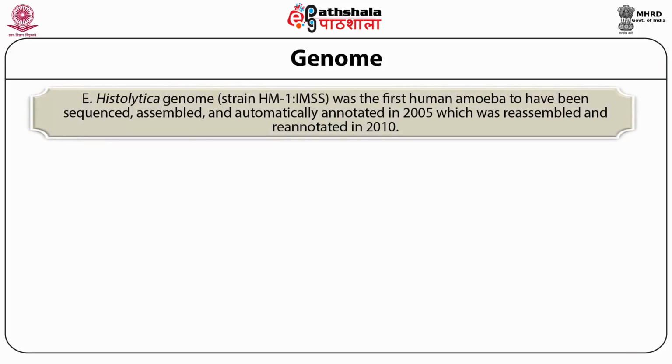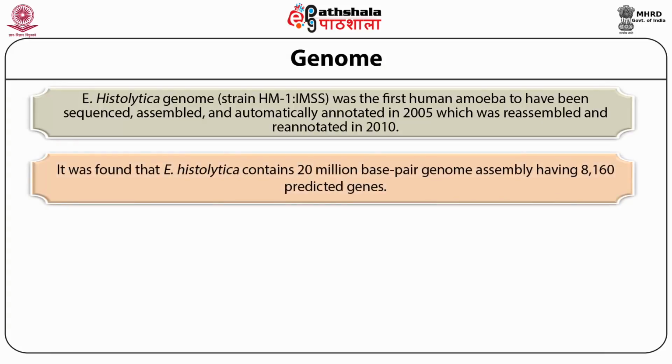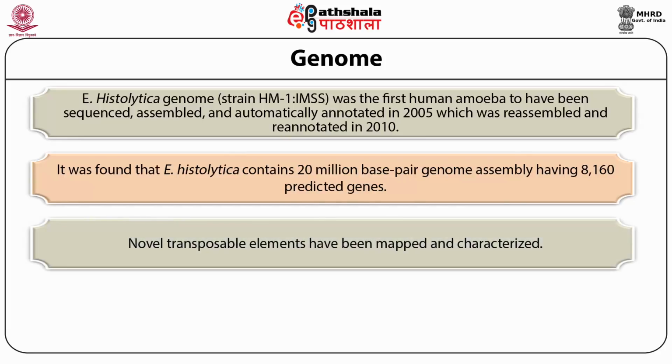E. histolytica was the first human amoeba to have its genome sequenced. The strain was HM-1:IMSS, assembled and automatically annotated in 2005, which was reassembled and re-annotated in 2010. It was found that E. histolytica contains a 20 million base pair genome assembly having 8,160 predicted genes. Novel transposable elements have been mapped and characterized.